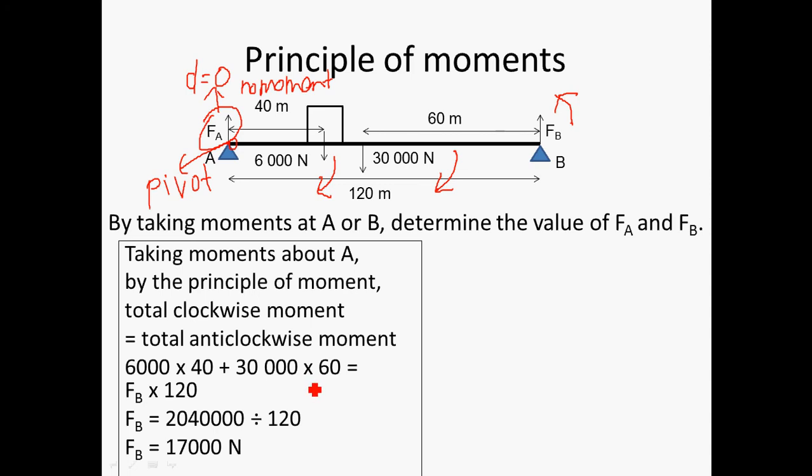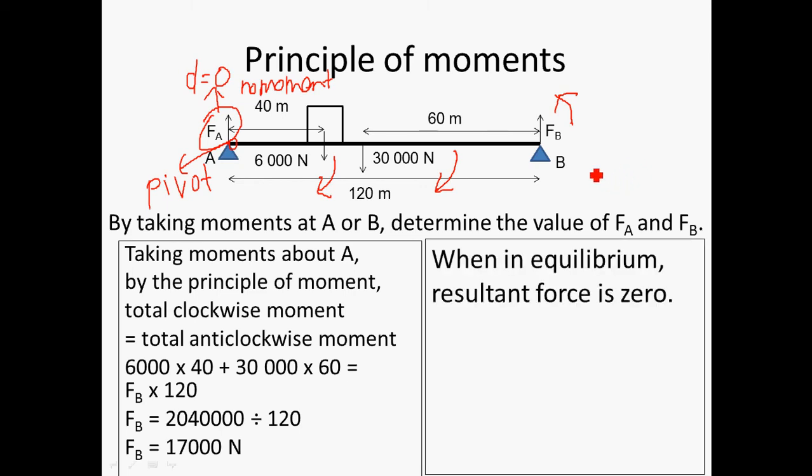So how do you find FA? There are actually two ways. One way is you can take moment about B, and FB becomes no moment, similar to the first case. So when FB has no moment, you use the same method to find FA, but that will be a bit laborious. So I'm now proposing to you another method.